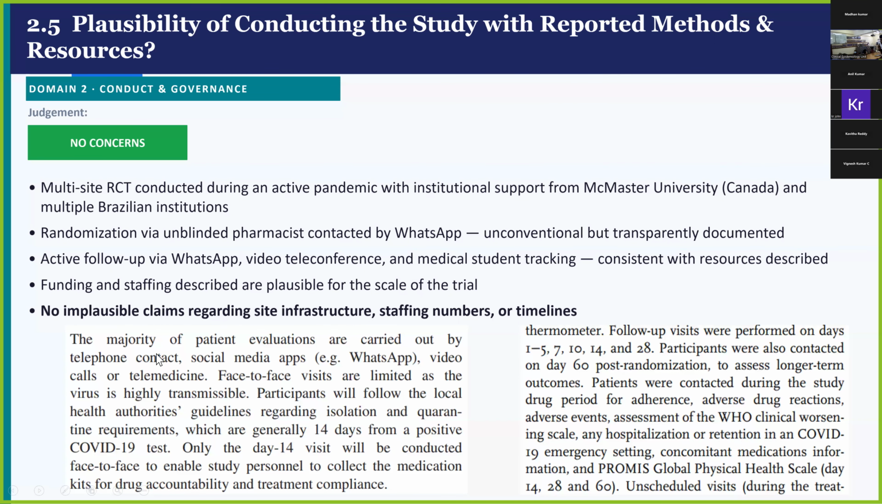So for this, again, we are giving no concerns because they've done the follow-up mostly via video teleconference or WhatsApp, and they have also utilized nurses and medical students for following up the patients. And funding and staffing was also described in detail, and it's considered to be plausible given the number of participants in the trial.